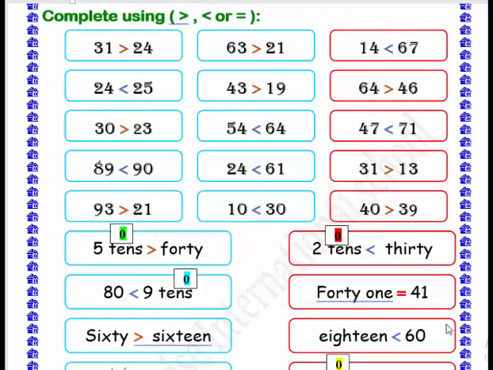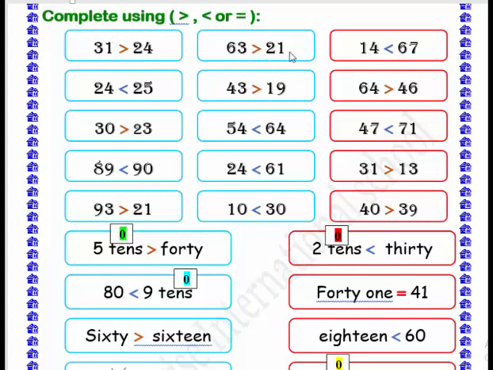Now please open your booklet, page 37. Complete using bigger than or smaller than or equal. The first one, 31 and 24. What are the tens? 3. And what are the tens? 2. So 31 is bigger than 24. So the mouth is eating 31.